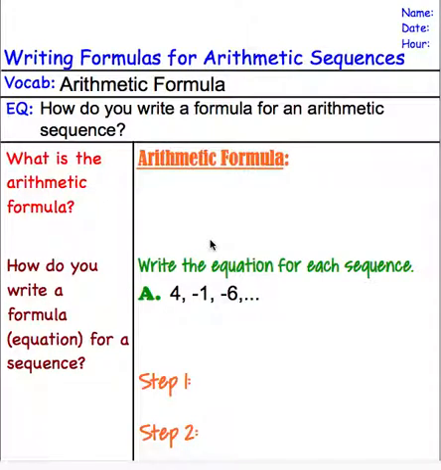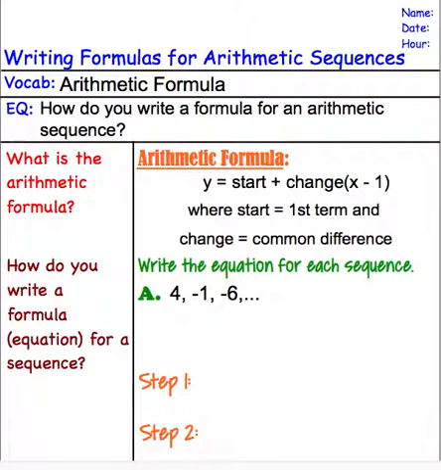Patterns in sequences and differentiating between an arithmetic and a geometric sequence, as well as extending that sequence. Today we're going to take specifically arithmetic sequences and use this arithmetic formula, which is y equals start plus change times the quantity x minus 1, to come up with our formula. In our case, start is the first term and change represents that common difference that we talked about yesterday.